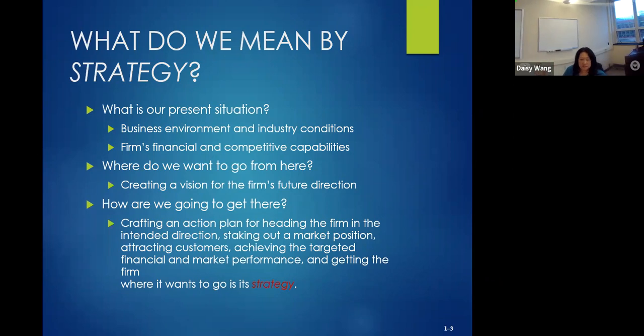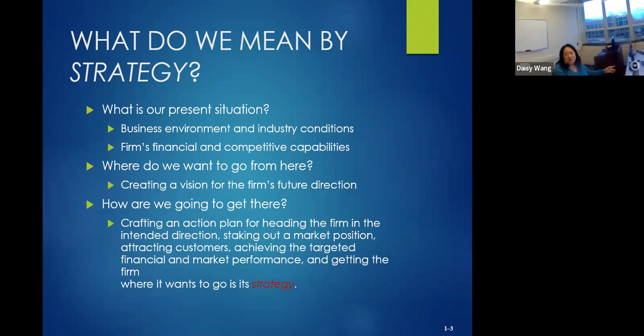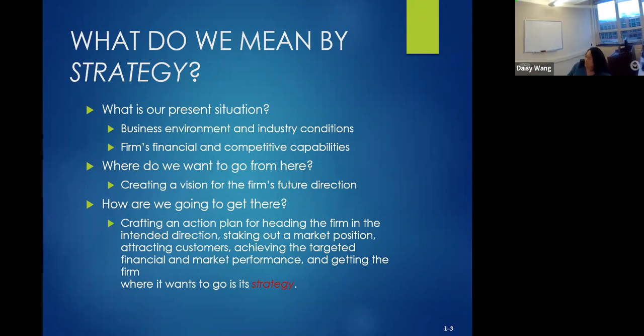Nowadays, the general environment is the interest rate has been climbing, right? Compared to 3 years ago to 15 years ago, the interest rate was close to 0, and now the interest rate is close to 5%. So it's like 5% difference. So that would be the business environment, and then we look at the firm itself, the firm's situation, their financial, their competitive capabilities.